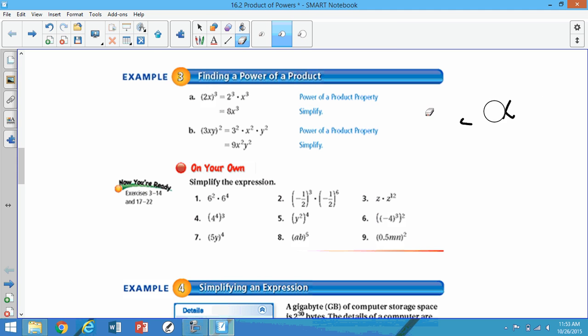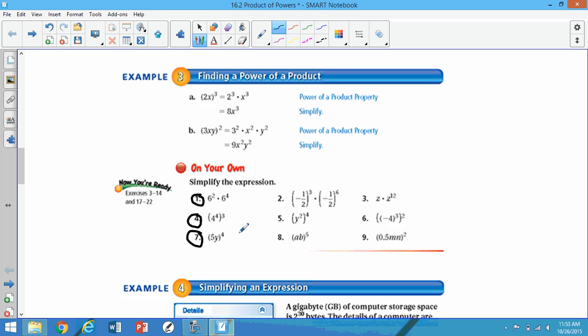Okay, so what I'd like you to do is pause your computer, and I would like you to do number 1, and I would like you to do number 4, and I would like you to do number 7. 1, 4, and 7, and then come back when you're done.